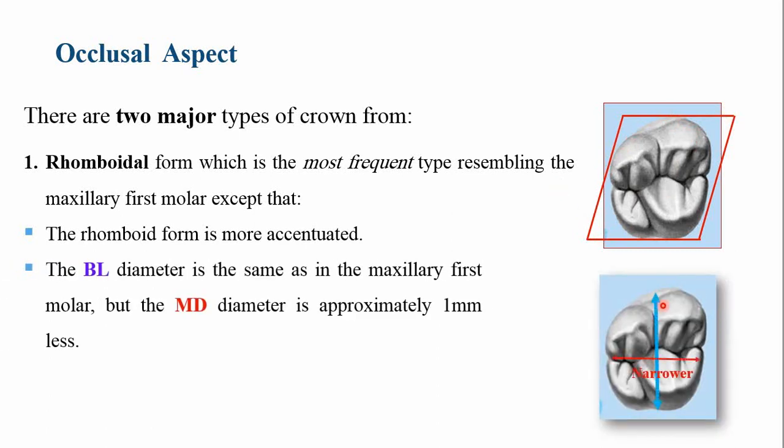Regarding dimensions, the buccolingual dimension is the same. However, the mesiodistal dimension is narrower by 1 mm. This configuration makes the rhomboidal outline more accentuated.